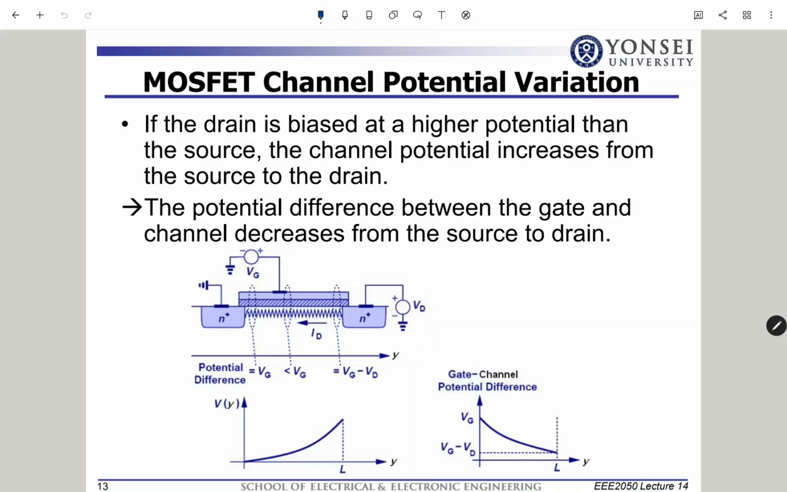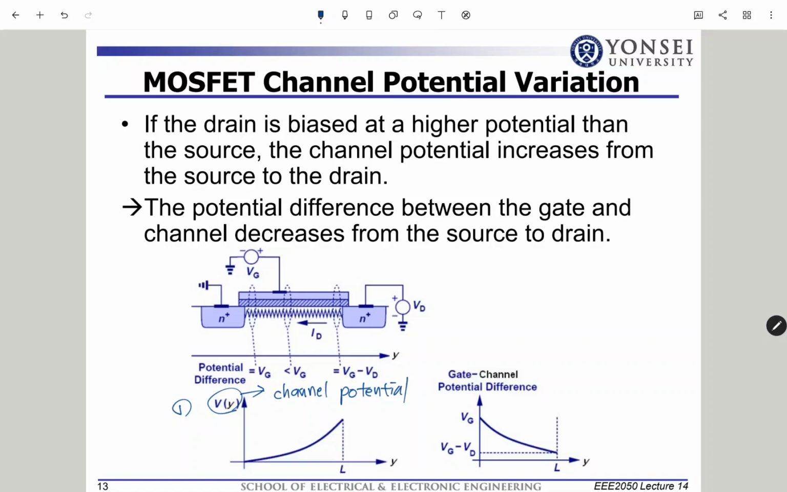So here, let us take a look at this first graph. The first graph is V of Y versus channel distance Y. This V of Y is called channel potential. This is the potential with respect to the channel distance.